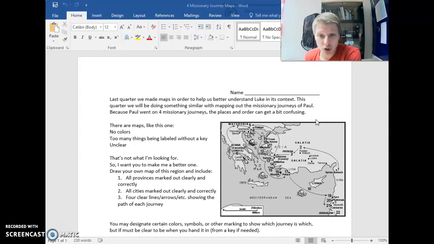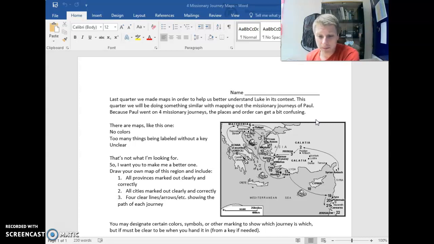We are beginning one of our next projects, which is Paul's missionary journey map. We have been studying, we've read through the book of Acts, and we've learned about Paul. As he starts his missionary journeys, you are going to create a map of all 4 of his missionary journeys, the places he's gone to, and those types of things.